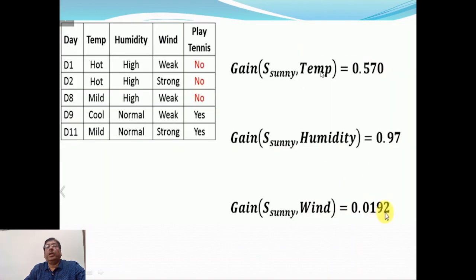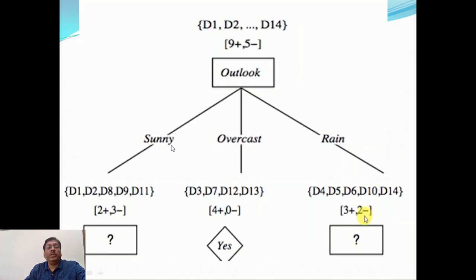So the gain for temperature with respect to sunny is 0.5, humidity is 0.97, and wind is 0.192. The one which has the highest gain is humidity, 0.97, when compared to temperature and wind. That means this is going to be the node at the subtree level. So you can write it in sunny now.